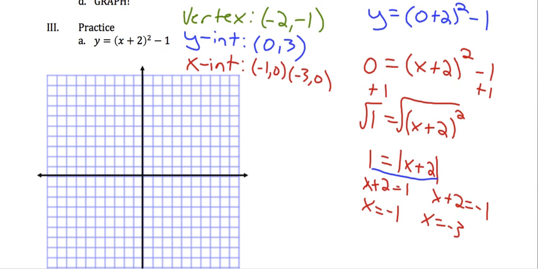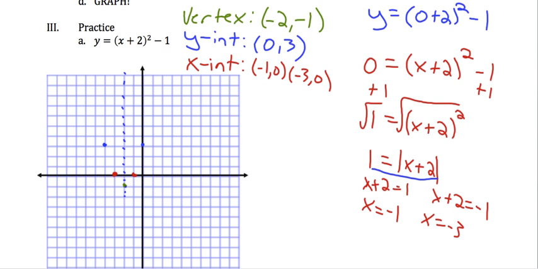So now I'm just going to graph all of these things. Let me graph my x-intercepts first. There's one x-intercept. There's another x-intercept. Graph my vertex. It's right in the middle of both of them. That makes sense. Graph my y-intercept of 0, 3. And I should make a point on the other side.